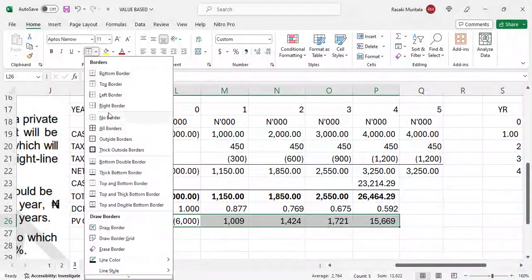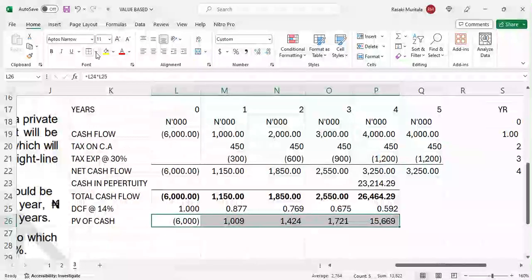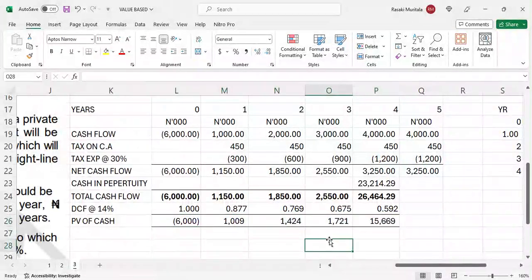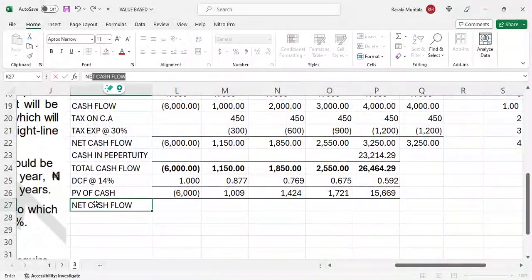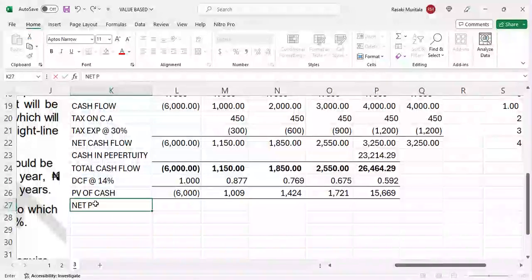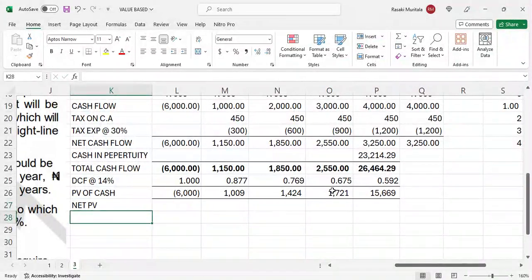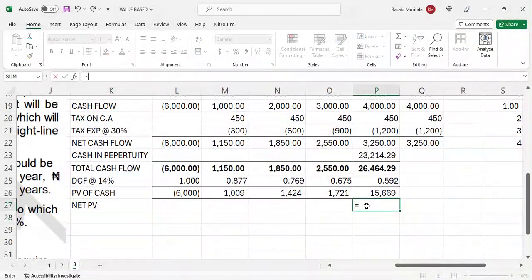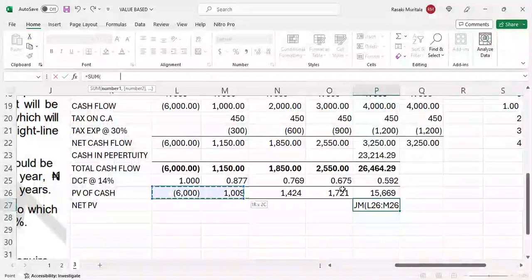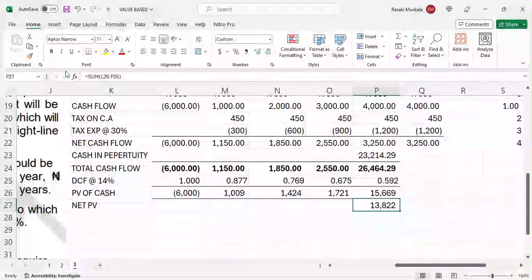So since we have that now, what we are going to do is look at the net present value, net PV, which is going to be the sum of all these. So we usually put it here, equals sum, and then we sum all of these together as the net present value, close it, and we have it. So this is the net present value.